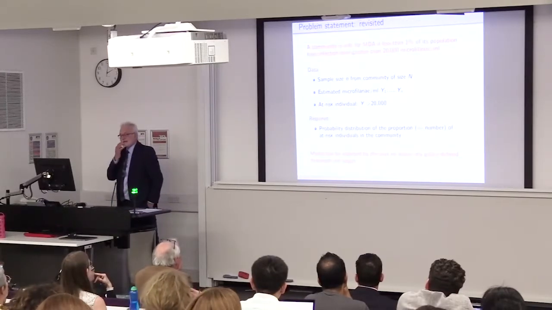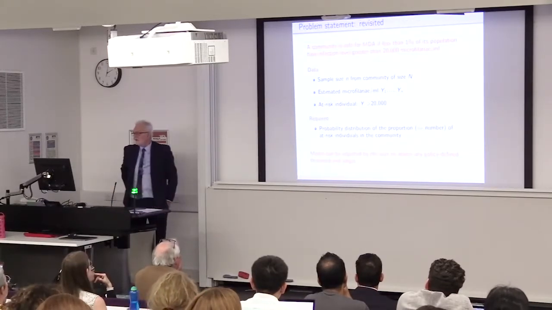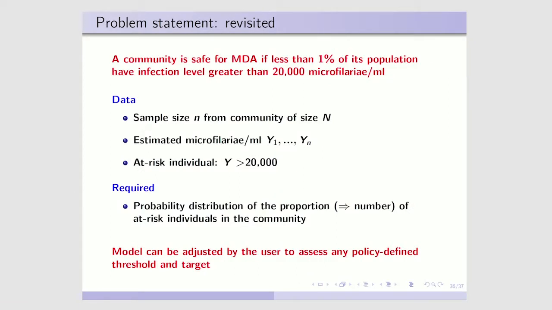But what you would really like is to have more individual level data. So how are we going to collect that individual level data? What we'd like to do is, when we go into a community, we gather some data, and we're defining an at-risk individual to be somebody who's got more than 20,000 microfilariae per mil of blood, and what we really like to make is a probability statement.